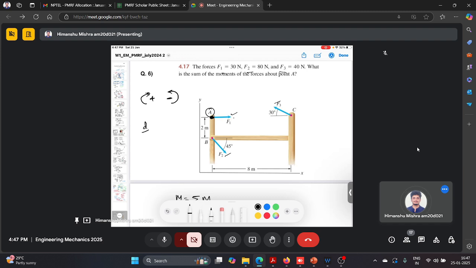So for example, the force F1 will not have any moment about point A, because there is no perpendicular distance from point A to F1, because force F1 is exerted exactly at point A. So there is no perpendicular distance. So this force F1 is not creating any moment. There is no moment of force F1 about point A. So basically your M1 is 0, right?